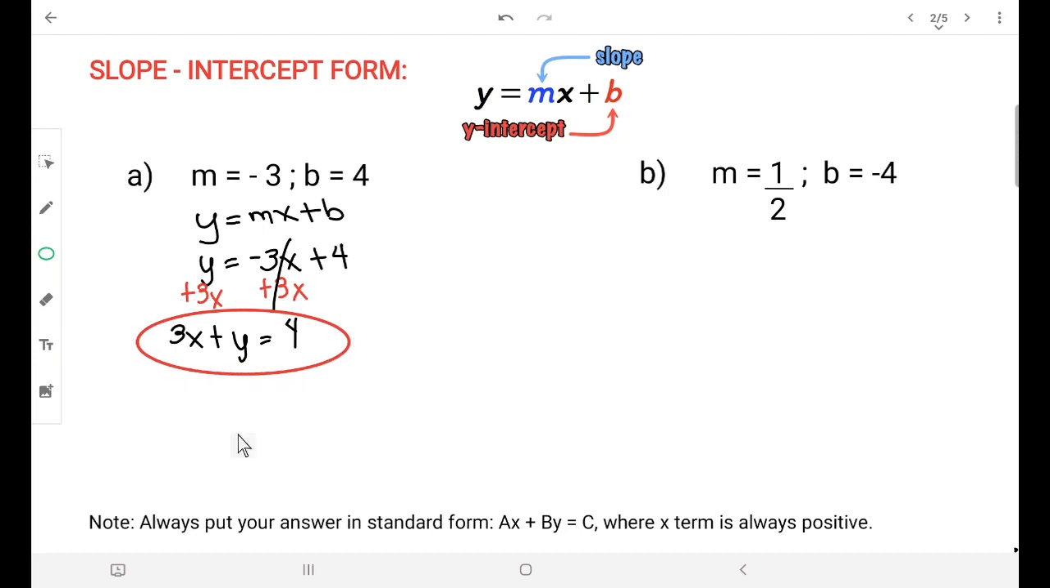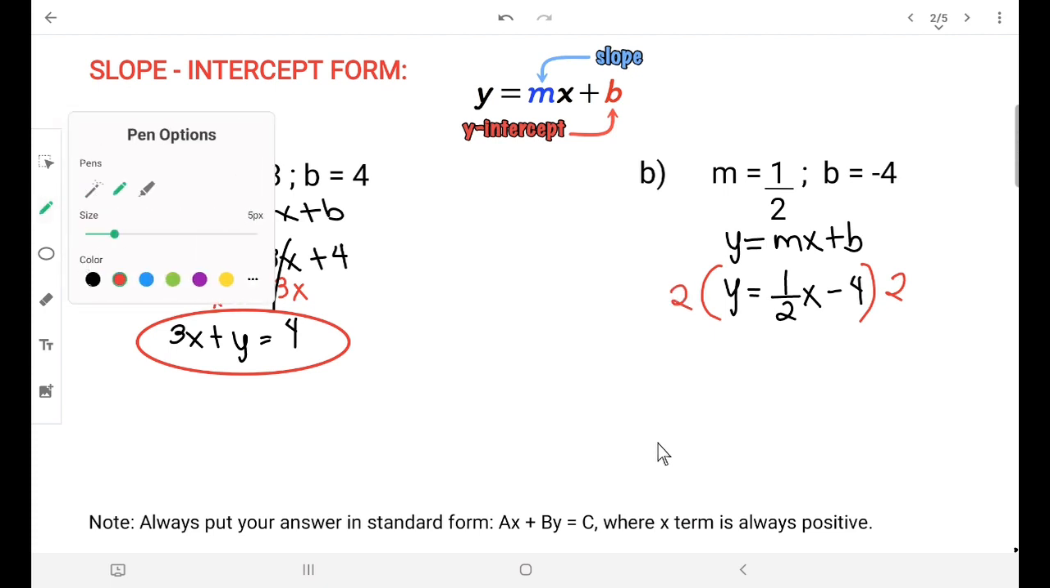Next, what if we have a case wherein the slope is a fraction? How do we do this? Same thing. We substitute to y equals mx plus b, the slope-intercept form. So y is equal to 1/2 x plus negative 4, so that becomes minus 4, since positive times negative is negative. Just like what we did earlier, we have to get rid of the denominator by using the multiplication property of equality. So you multiply both sides by the denominator, 2.